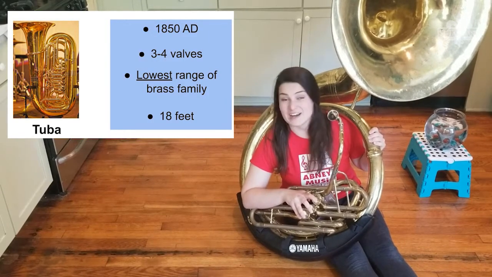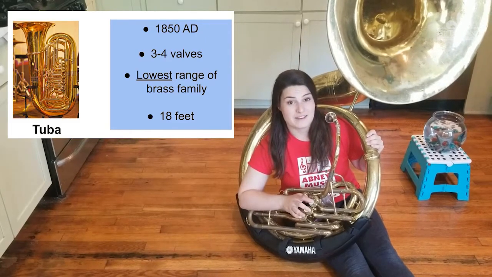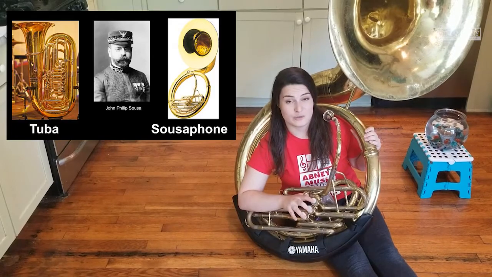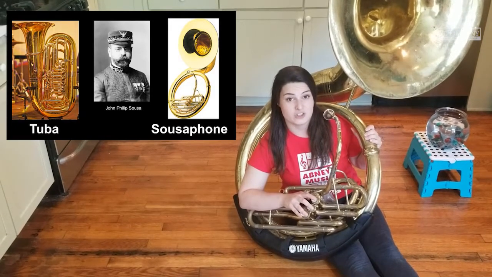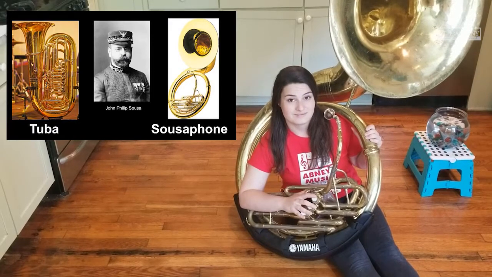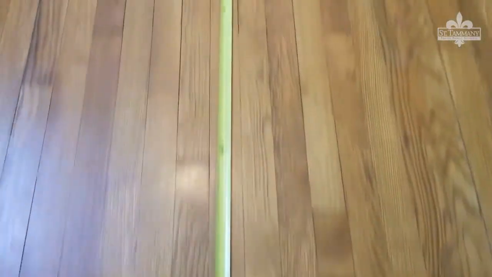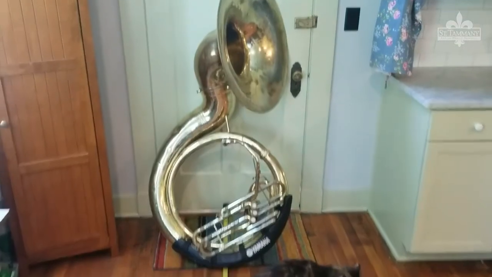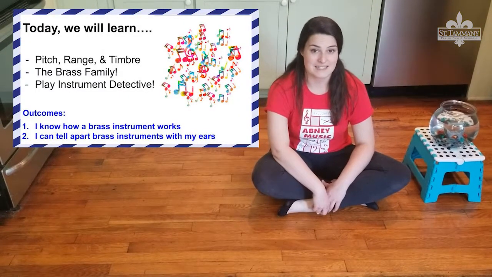Now, while the picture right here is of a tuba, I'm actually holding a sousaphone, which is made for marching. The sousaphone was created 40 years after the tuba in the 1890s by the famous composer and director, John Philip Sousa. If you unwrapped a tuba, it would be 18 feet long.